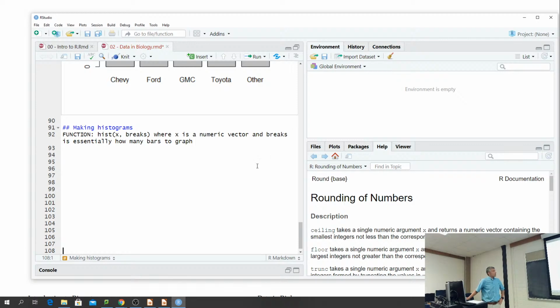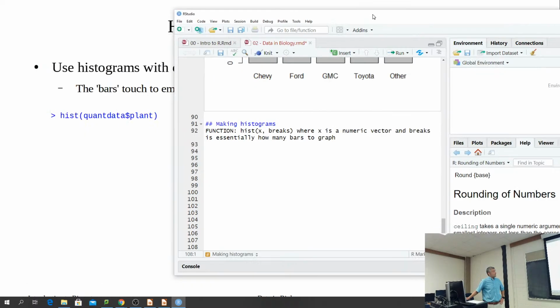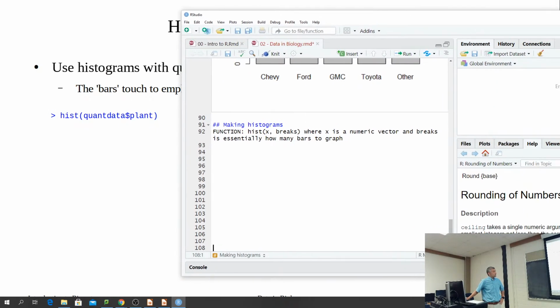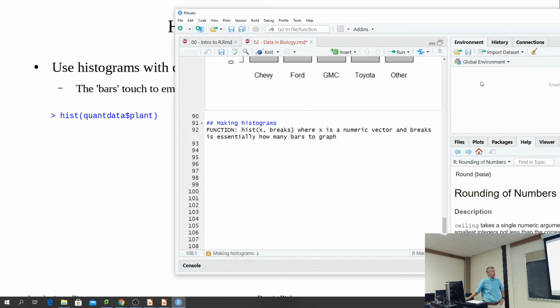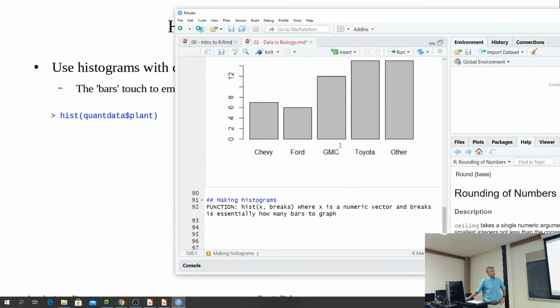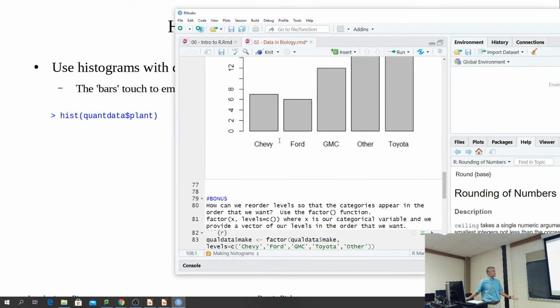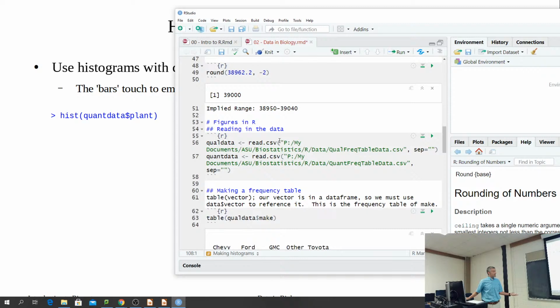So here's our markdown. I have an example here. We want to do a histogram of our plant data. So this was in quant data. And if I just ran it now, it's going to fail. It's going to give me an error that it can't find it, because look at my environment, it's empty. But that's okay because I'm working in my R markdown, and if you did things correctly, I can always go back to this chunk where we read in our data, and I'm just going to run it. And voila, I have quant data now accessible.